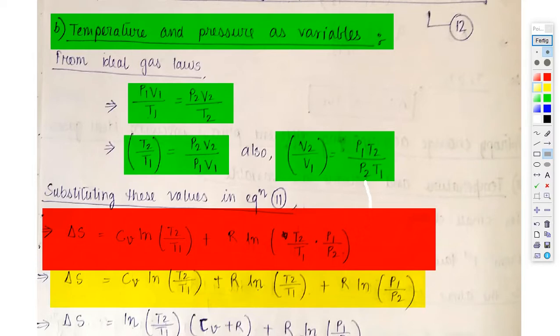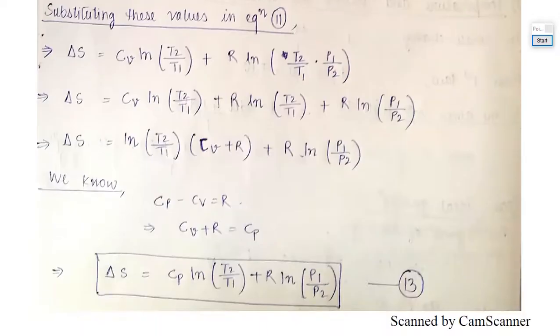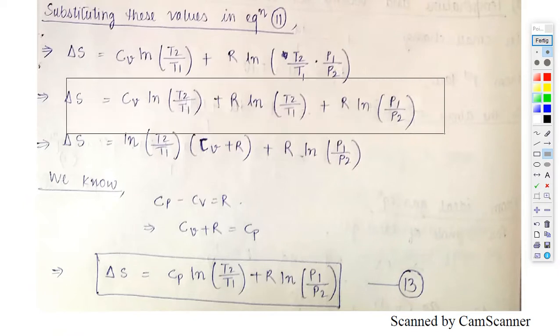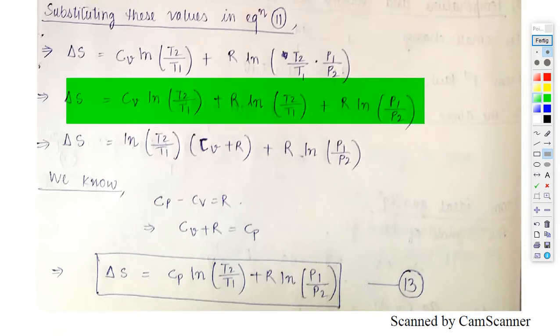So Cv ln T2 by T1 plus R ln T2 by T1 plus R ln P1 by P2, and the summation can be written as a single formula. You know that ln T2 by T1 can be taken as common, giving Cv plus R, so let's solve that. If you take the common factor right over here, you get Cv plus R.